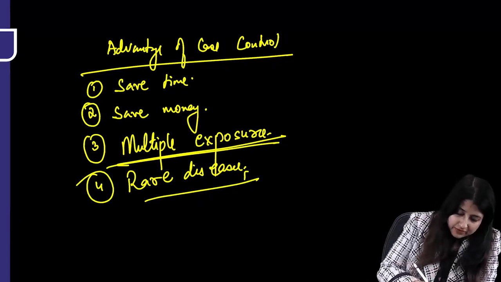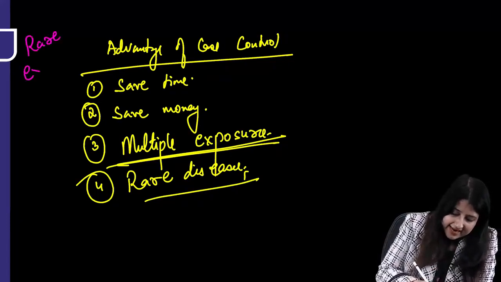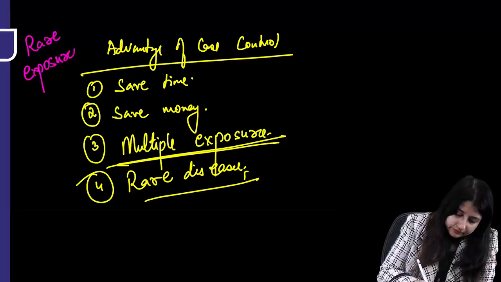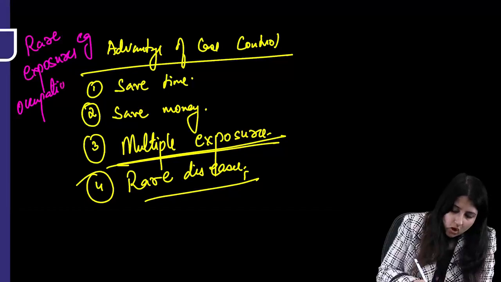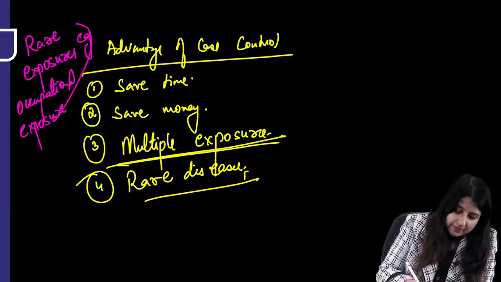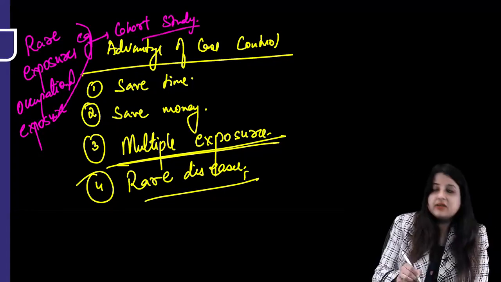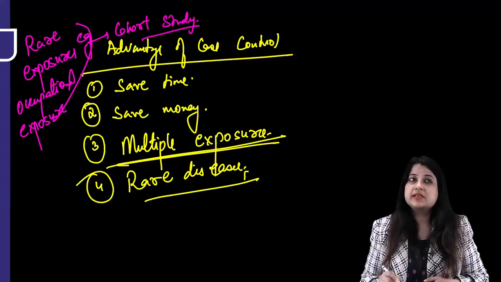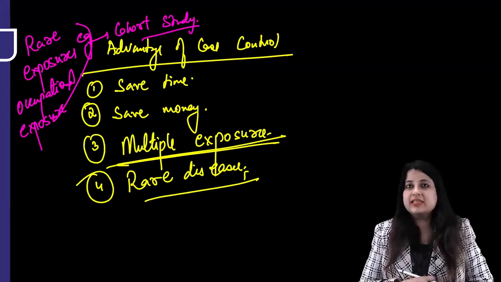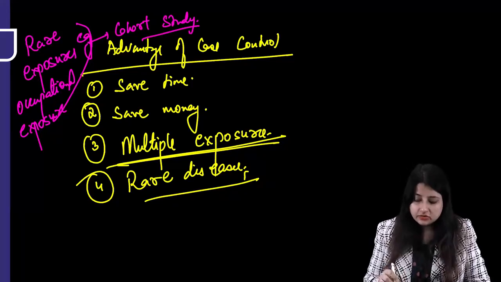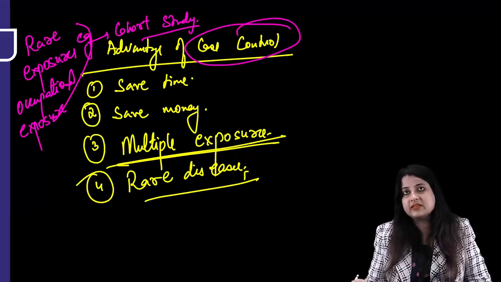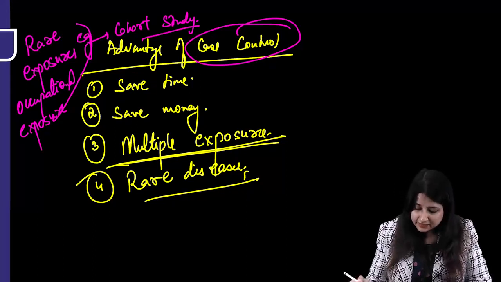Here I'd like to mention one point. For rare exposures, for example, occupational exposure. Which study design can you select? So remember, for rare exposure like occupational, you can study cohort because the exposure is rare. So it's again better to begin with that exposed and non-exposed. And when the disease is rare, it's always better to start with case control. That is advantage.